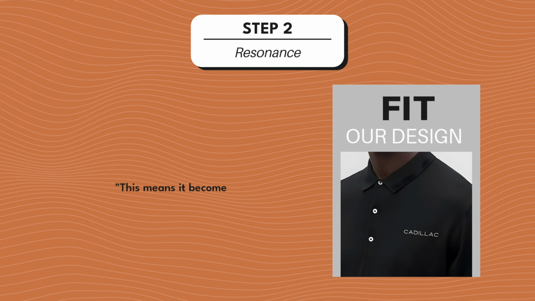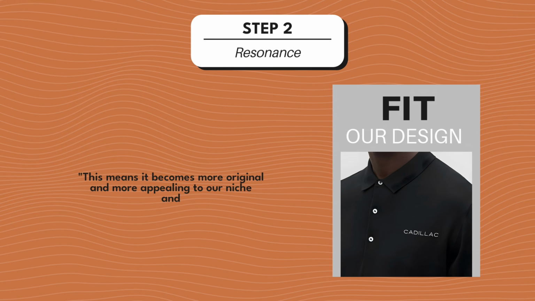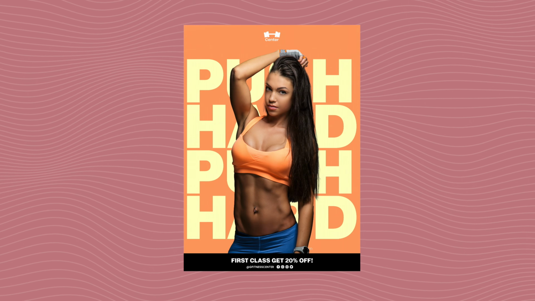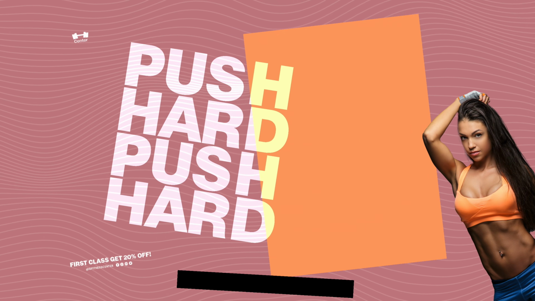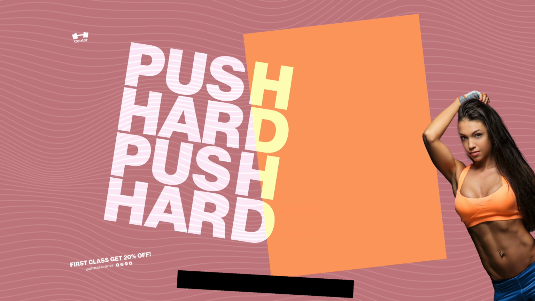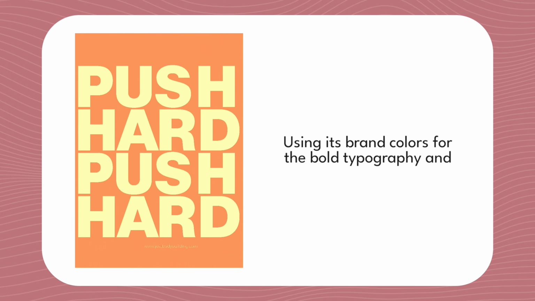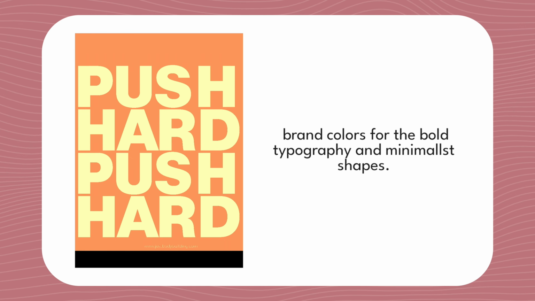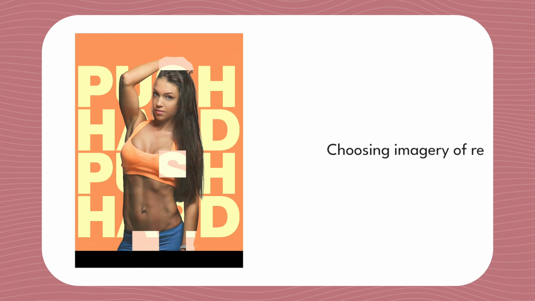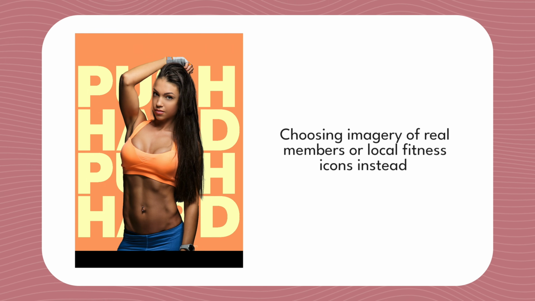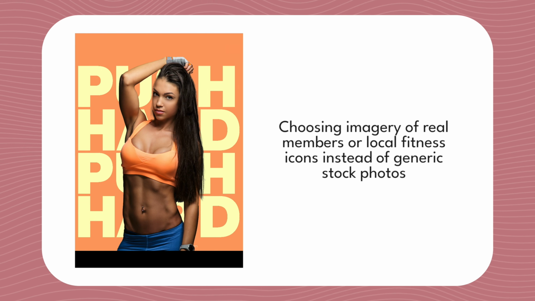This means it becomes more original and more appealing to our niche and the industry. But how can we do that in a very easy and very straightforward way each and every time in our workflows? Firstly, we can incorporate elements that reflect the studio's identity. So things such as using its brand colors for bold typography and minimalist shapes.